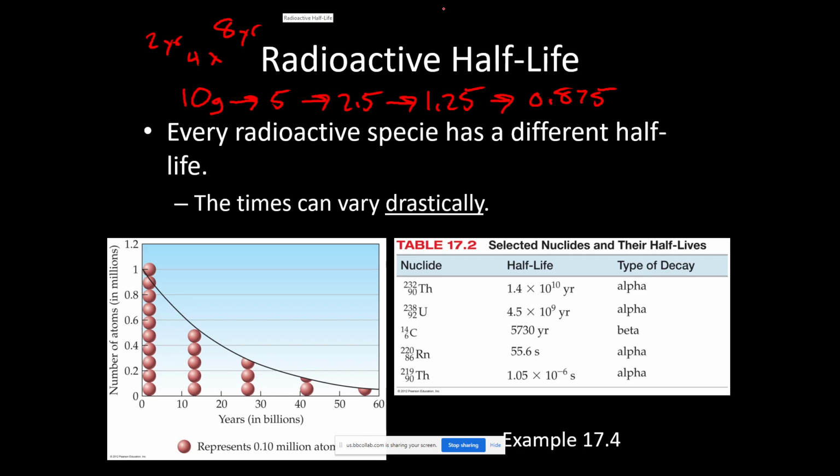But anyway, the easiest way to do that is just to, on your calculator, do 10 divided by 2, and just divide it by 2 4 times. 0.625, not 0.875.